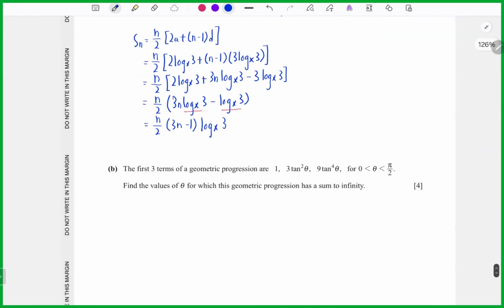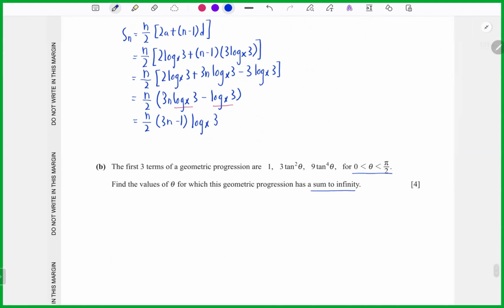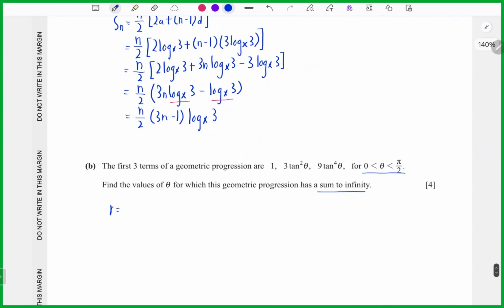Okay, now let's see question B. The first three terms of the geometric progression are 1, 3 tan squared theta, 9 tan to the power 4 theta. Then find the values of theta for which this geometric progression has a sum to infinity. So now we need to find the common ratio. So we can take 3 tan squared over 1, so it equals 3 tan squared.